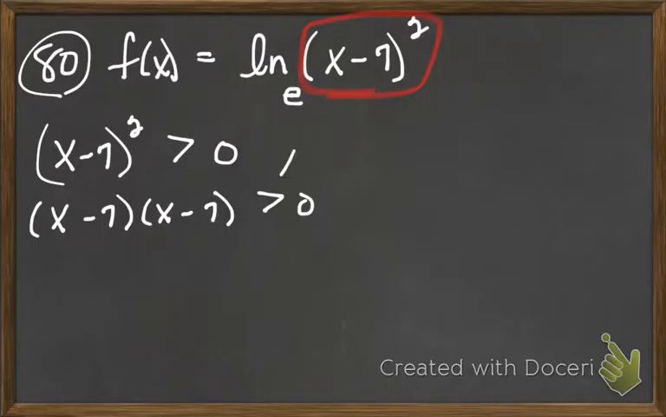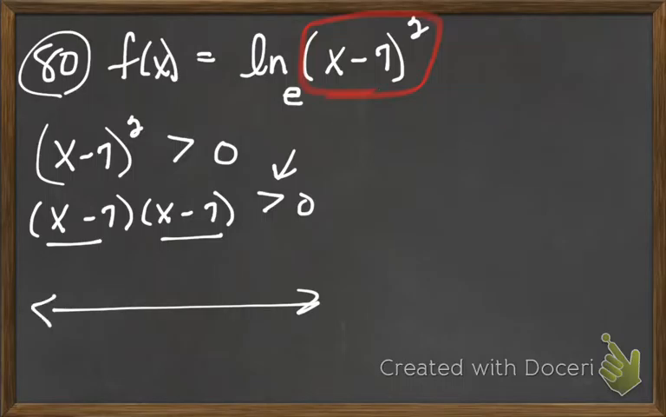So since this is an inequality, we have to take each one of these factors and set them equal to 0, and we have to put that number on a number line. So those two factors are exactly the same. So when you set them equal to 0, you get x is equal to 7. If the two factors would be different, then you would get two different numbers, and you would have to put the two different numbers on your number line.